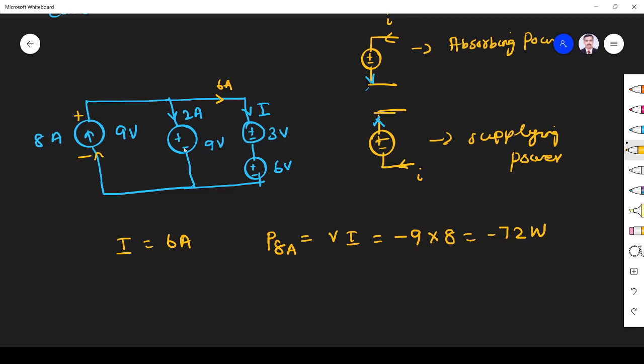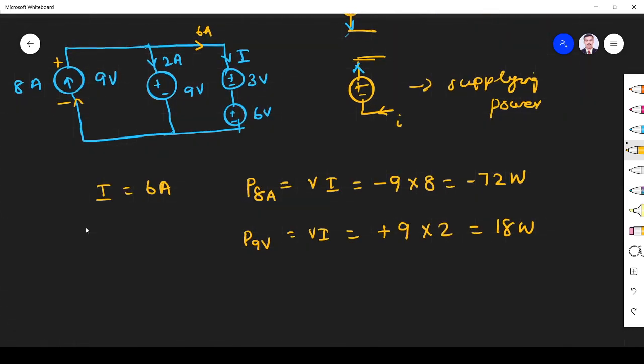Now we will see the 9 volt source with the 2 ampere current. Here current enters the positive terminal. P is equal to V into I. So V is plus, as it enters the positive terminal. Current entering the positive terminal means absorbing power. So V is 9 and I is 2, so it is 18 watts.